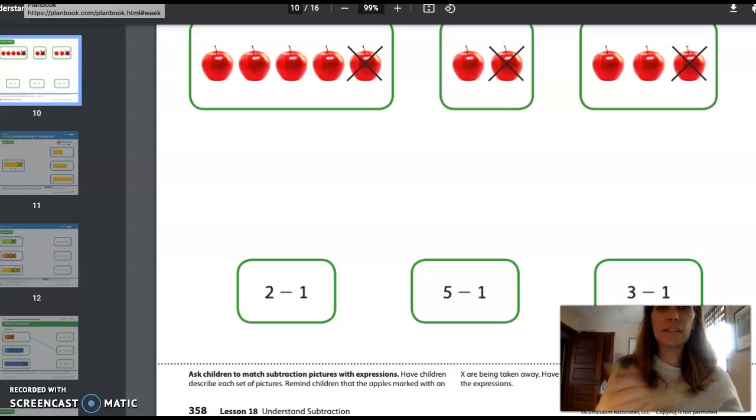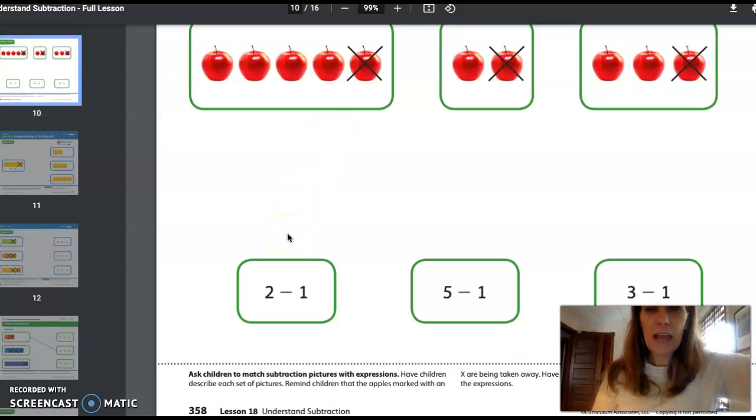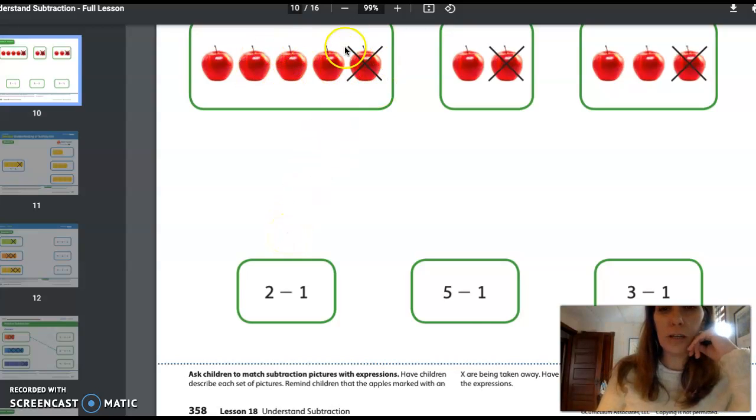Okay, so let's take a look at these apples. Oh, guys, Pete the cat was so hungry. He was so hungry. He had all of these apples and then he ate this many. So let's try and make a match between the picture and the number sentence here, okay? So let's see how many apples there are in all. 1, 2, 3, 4, 5. There are 5 apples to start with.